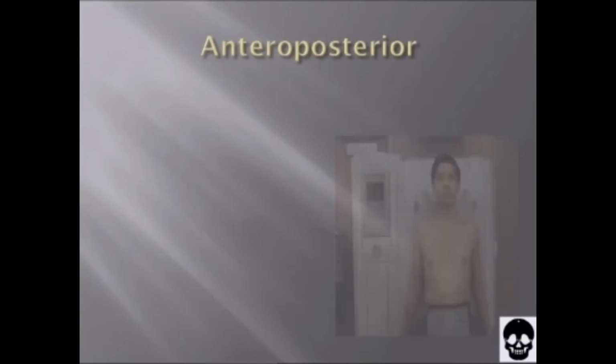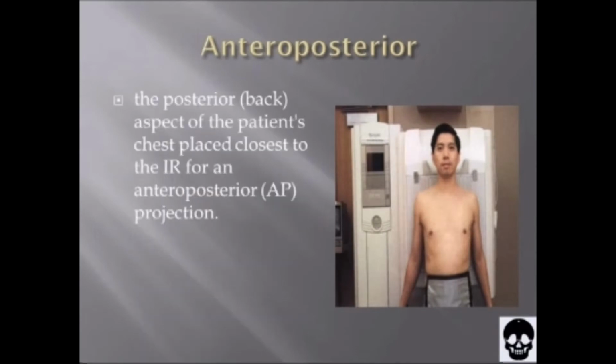Anteroposterior. The posterior or back aspect of the patient's chest is placed closest to the IR for an anteroposterior (AP) projection. In this image, the posterior aspect of the chest is closest to the IR, or image receptor.